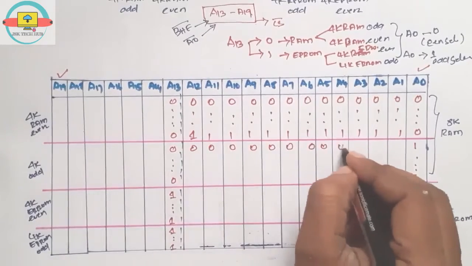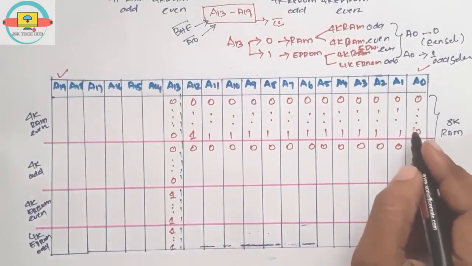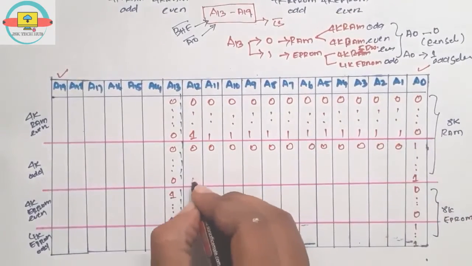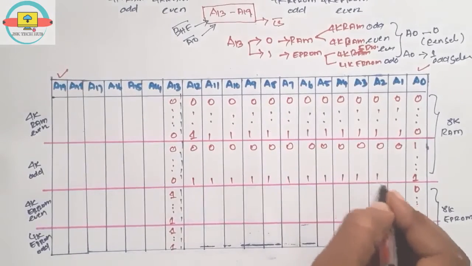The only difference is the A0 value. Here the A0 value is 1 in the odd bank, while in the even bank A0 is 0. Then it ends with 1 1. All the fields are 1 1 1.